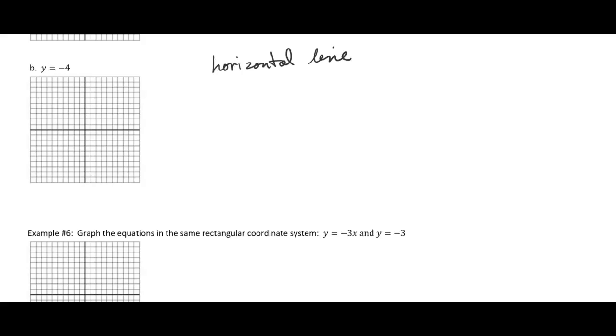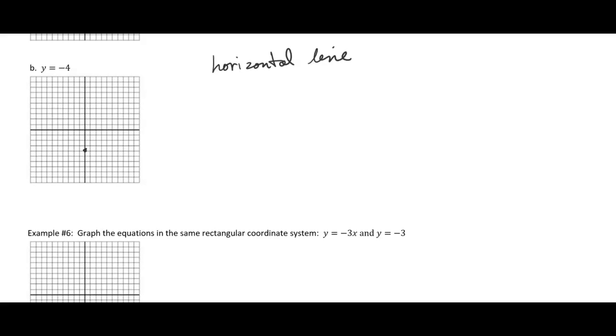Did I have a memory trick? Horizon, like y? I don't know. I don't have a memory trick. But it's going to make a horizontal line at -4. So you go to -4 on the y-axis. 1, 2, 3, 4, 5. Maybe that's the way to remember it. Because it's y equals -4, you go on the y-axis.